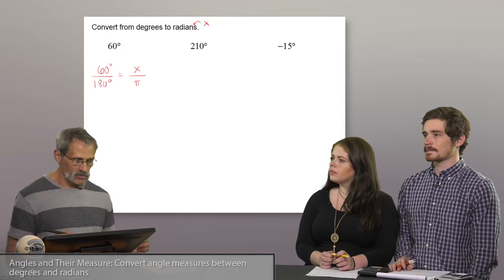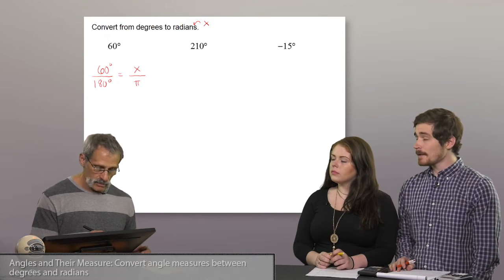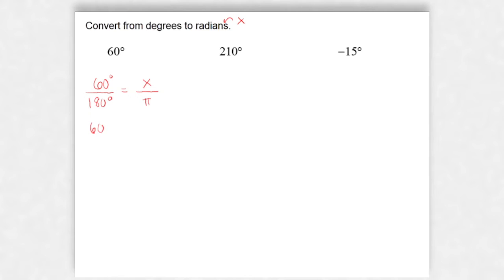And we'll just solve for x. Solving for x is pretty quick. We'll multiply both sides of the equation by pi, and the degree unit will cancel. So now we have 60 pi over 180 is equal to x. And 60 over 180, that's 1 over 3. So now we have 1 pi over 3, or pi over 3. Fractions become very important in this part of the material.